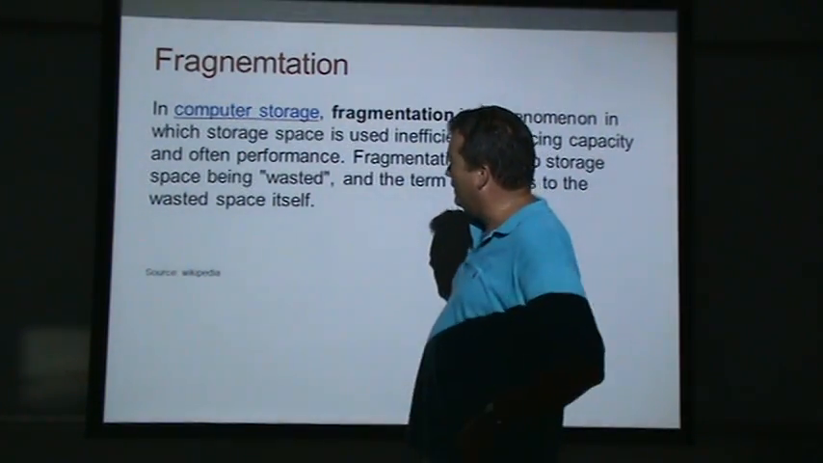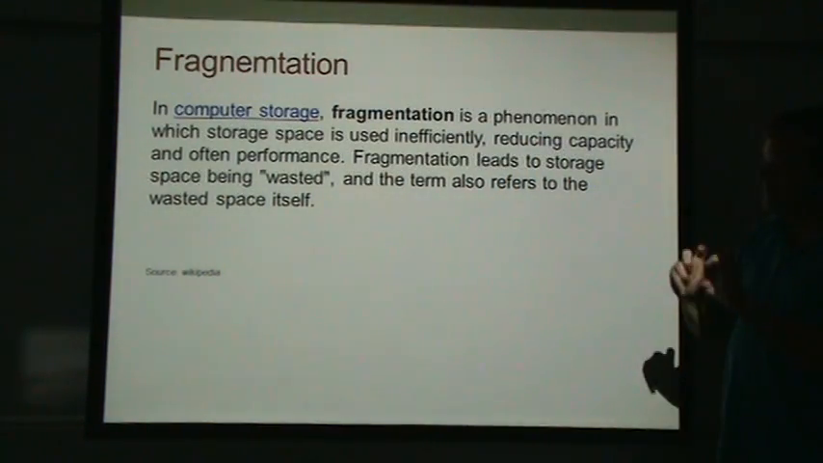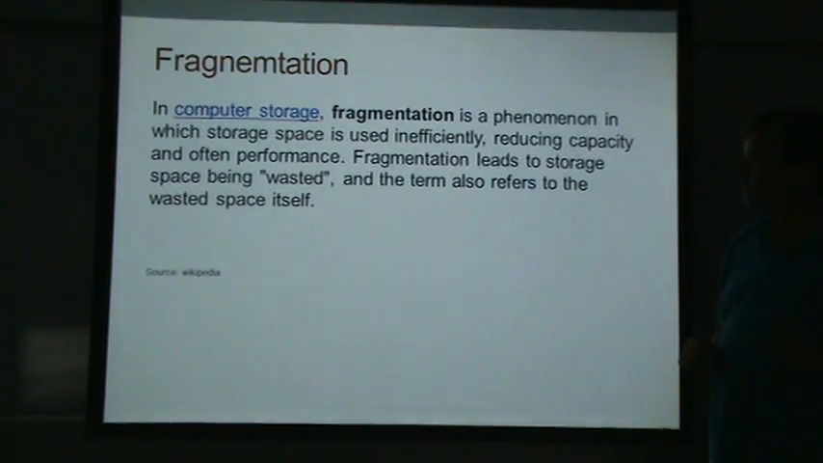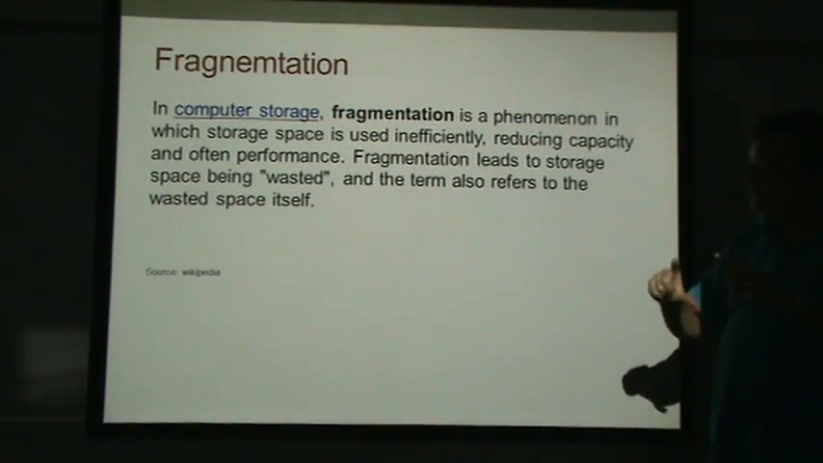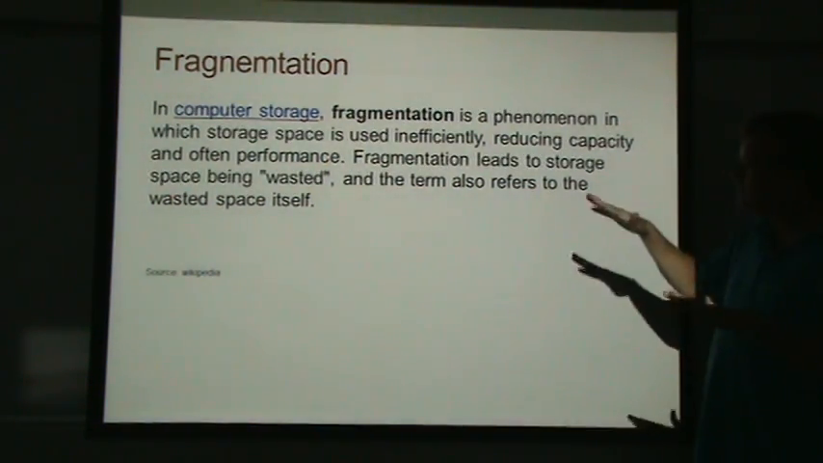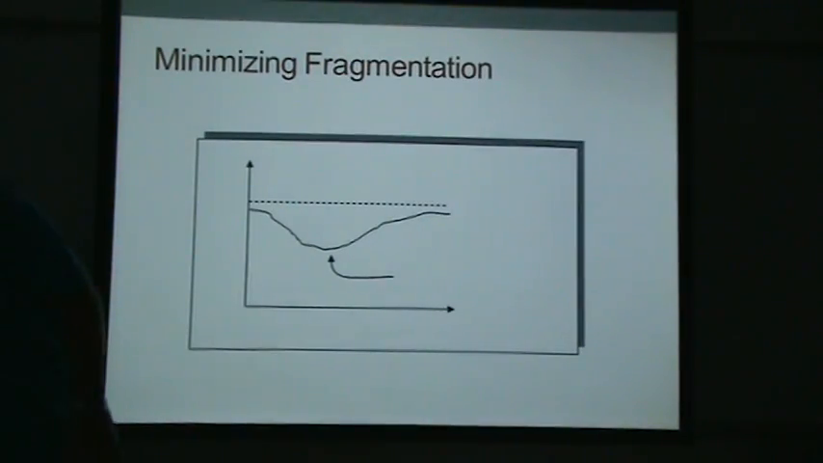Yeah, this is from Wikipedia. It's not wasted. I kind of don't like that, but it's the amount of metadata. It's data about the data. So it's the amount of data that we have to use or waste just to implement this system. So we don't want the fragmentation to be too large. We'd like to somehow minimize that.